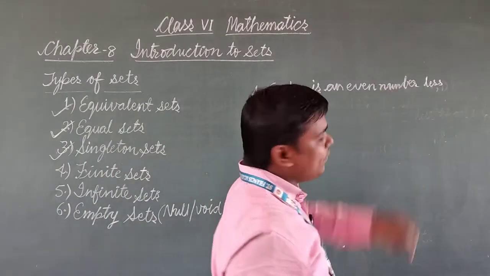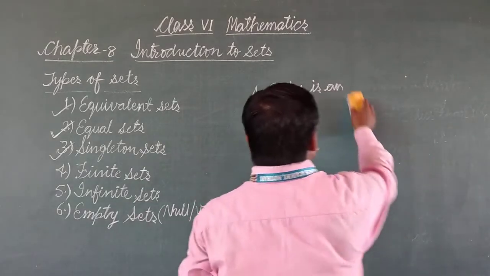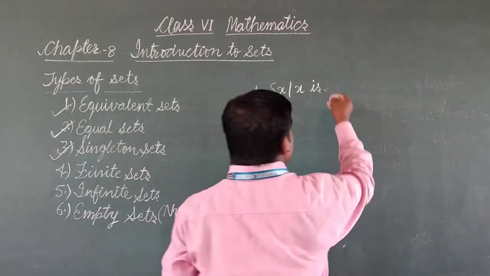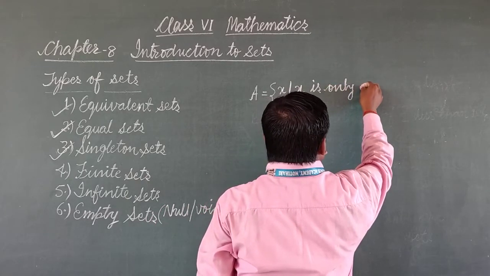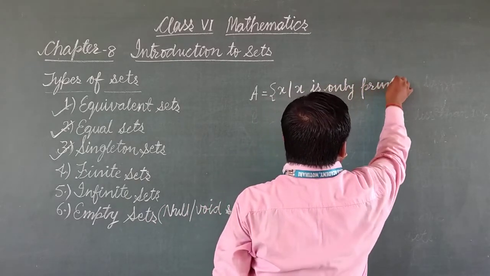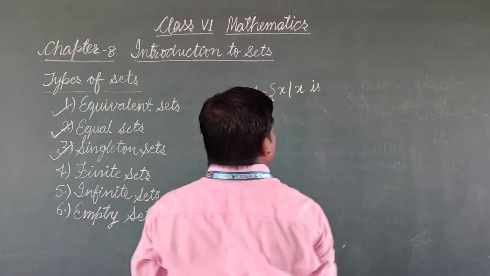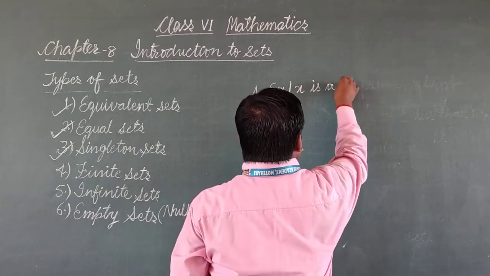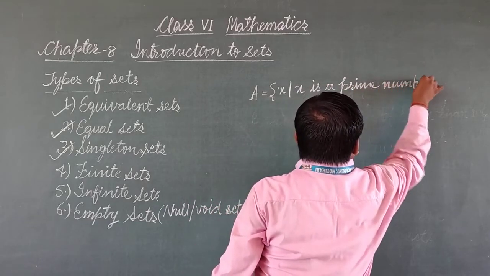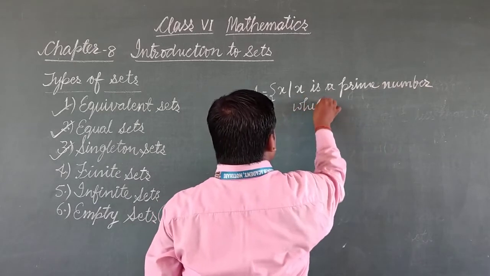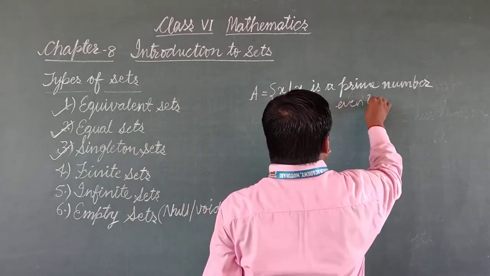Except that x is an even number, except that x is the only prime number which is even. X such that x is a prime number which is even, or we can write even prime number which is even.